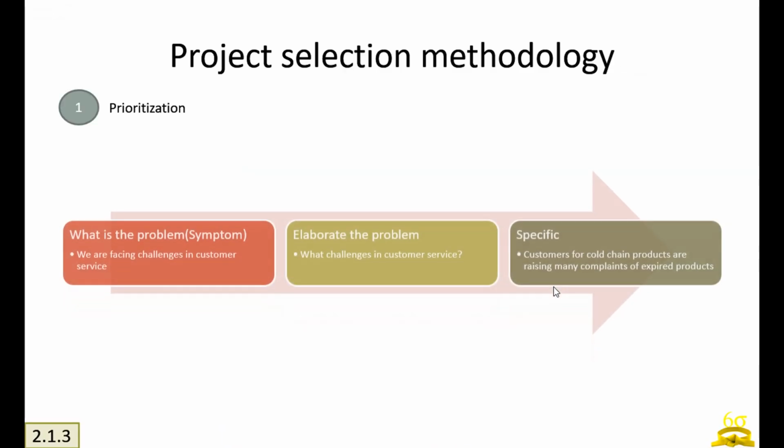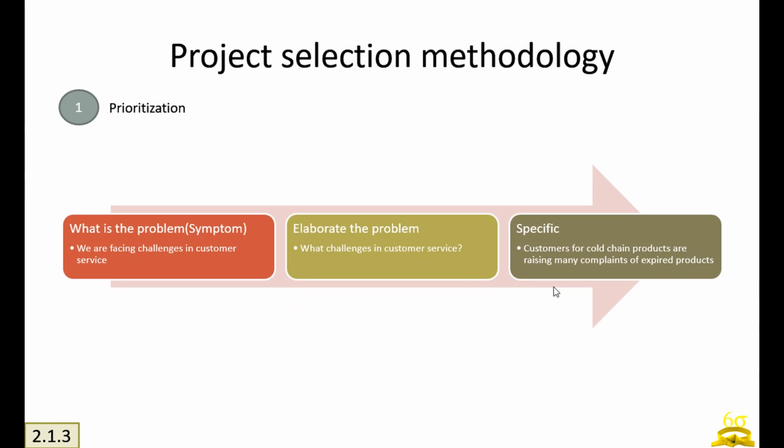So first is, what is the problem? Find out what the problem is, and if you are not able to understand this, write it down somewhere. Suppose for example we are facing challenges in customer service, or let's take we are facing challenges in customer satisfaction. Now you elaborate the problem, be specific about it. Customers for cold chain products are raising many complaints of expired product. That's how you specifically define a problem, right?